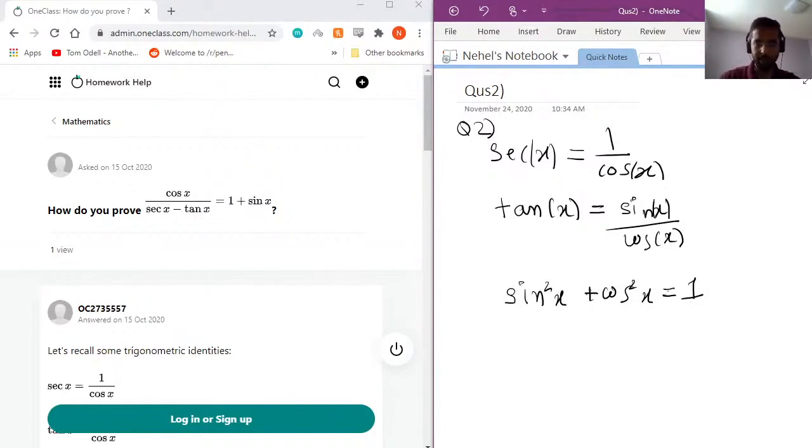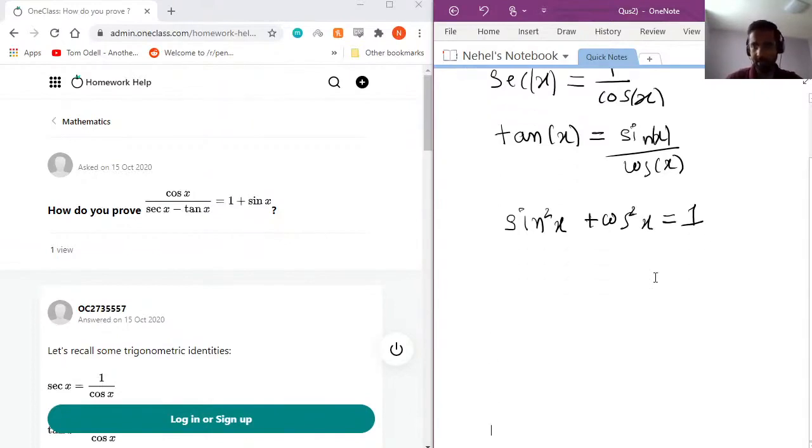So with these in mind, we can start approaching this question. We'll look at the left hand side first and try and prove that the LHS is equal to the RHS. So looking at the left hand side, we have cos x over secant x minus tan x. So as we said earlier, we can simplify secant x and tan x in their forms as we wrote above. So what would they become?